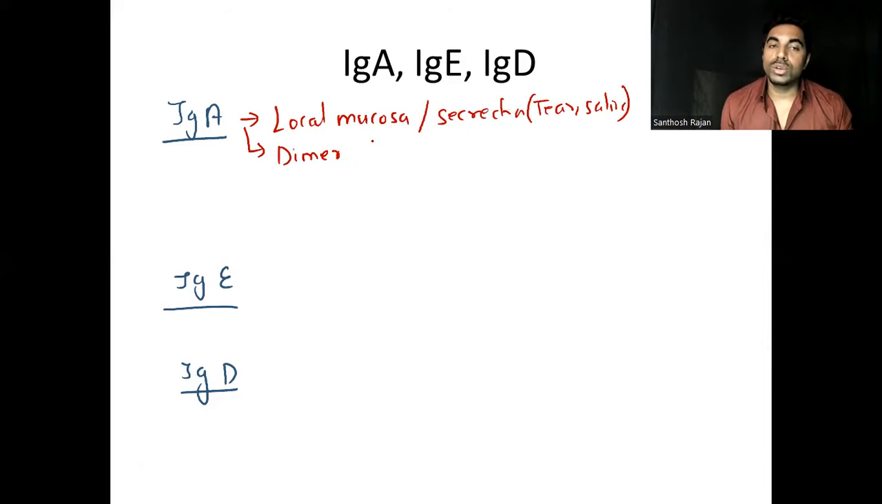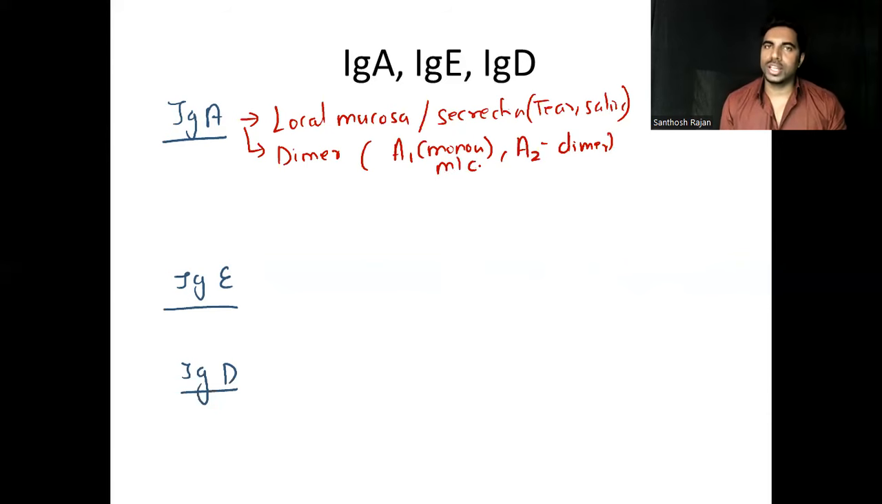Dimer, but you remember there are two. IgA1 is a monomer. But there is IgA2. A2 is a dimer, which is less common, because A1 is the most common one, but a question can be asked, so they can ask about the dimer. Dimer means, I told you, that the two immunoglobulins are joined.